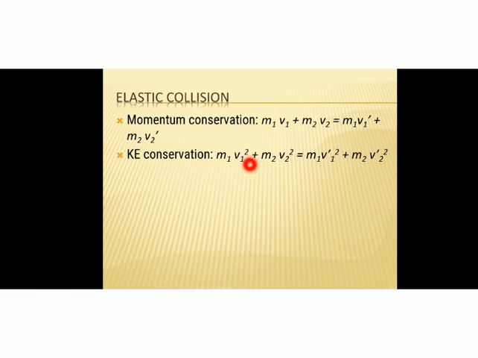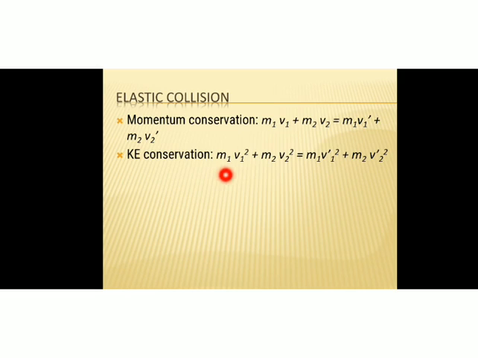Now half m1v1 square is the kinetic energy of the first object, initial kinetic energy. Half m2v2 square is the initial kinetic energy of the second object, and half m1v1 dash square is the final kinetic energy of the first object. Half m2v2 dash square is the final kinetic energy of the second object.